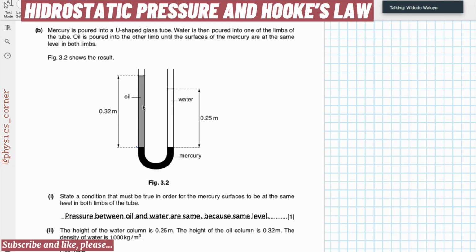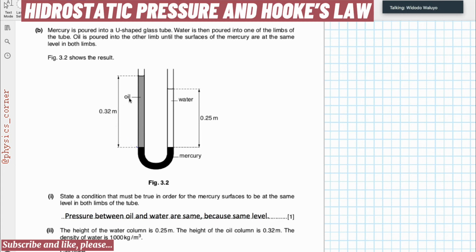You see this, this is between three fluids. This is oil on the left one, and then water on the right one, and in the middle is mercury. They have the height of the oil from this level. This is the same level, on the top of the mercury, this is the same level.